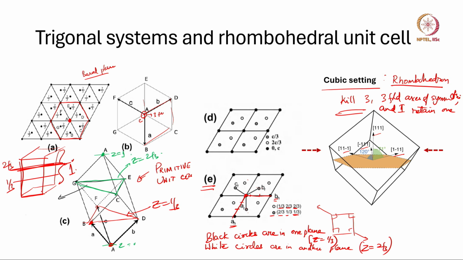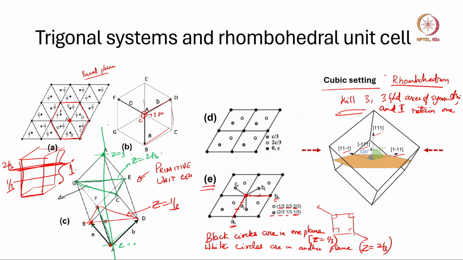So, I join A to B, A to F, A to D. Then I join the top A to G, top A to E, top A to C in that fashion, and then I start connecting these corners, G to B, G to F, E to F, E to C and so on and so forth. So, I get a polyhedron. This polyhedron is nothing but a rhombohedron, where the threefold axis is this axis.